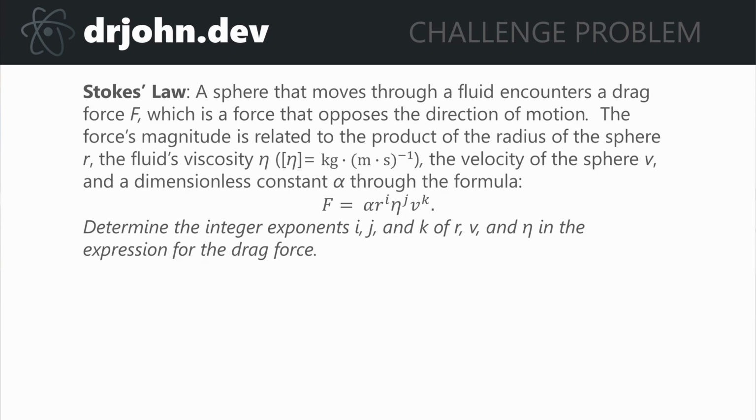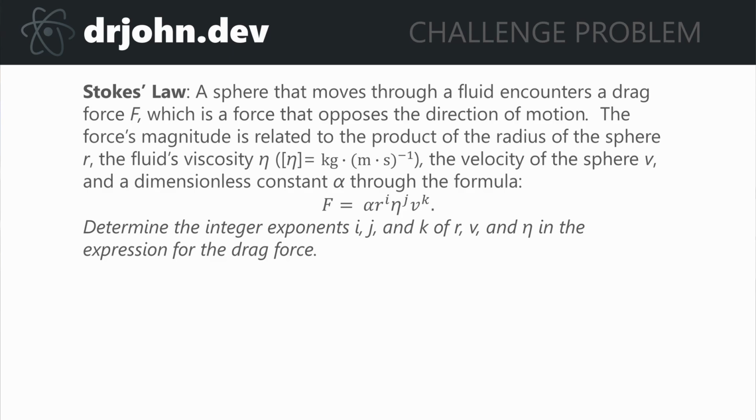It states when a sphere moves through a fluid, it encounters a drag force F, which is a force that opposes the direction of motion. The force's magnitude is related to the product of the radius of the sphere r, the fluid's viscosity eta, with units of kilogram inverse meter second, the velocity of the sphere v, and a dimensionless constant alpha, and it's related by the formula F equals alpha times r to the i times eta to the j times v to the k. And this problem asks to determine the integer exponents i, j, and k for r, v, and eta in the expression for the drag force.